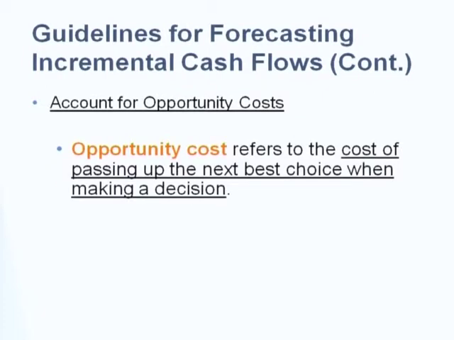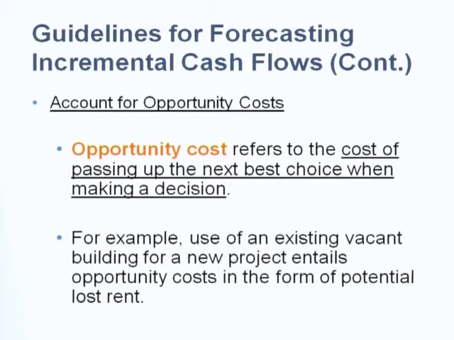And opportunity cost, you need to incur it in capital budgeting. What is it? It's the cost of passing up the next best choice when making a decision. Just like if you use your own house as a coffee shop, I know you don't need to pay rent, but you lose the opportunity to use your house to do something else. And that should be the opportunity cost that you should include in the capital budgeting.